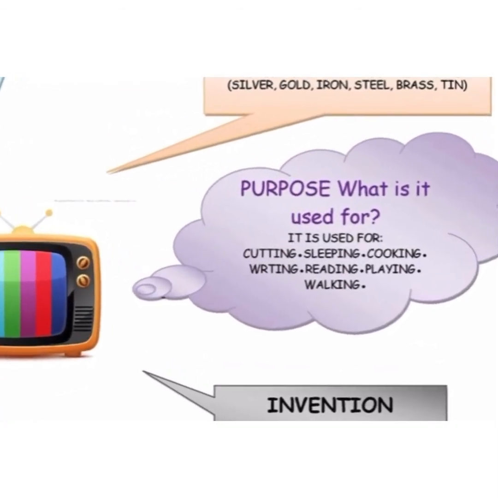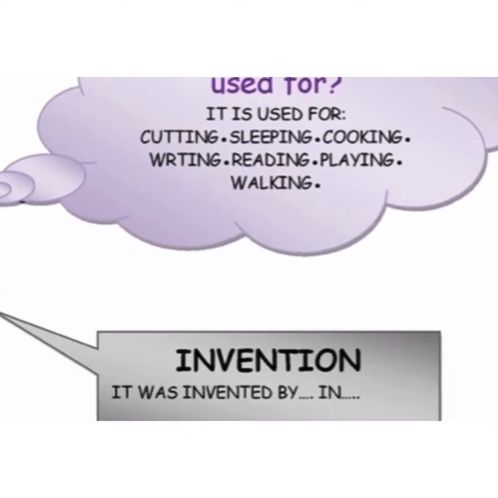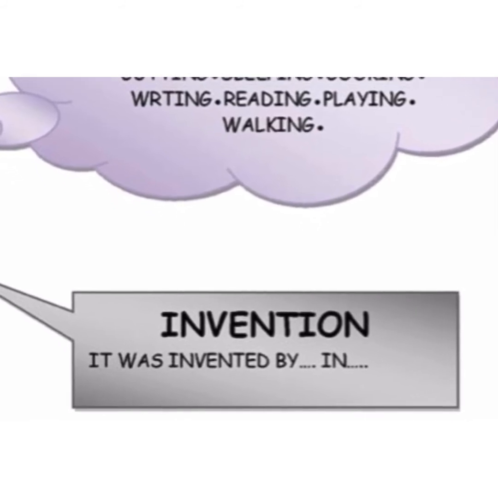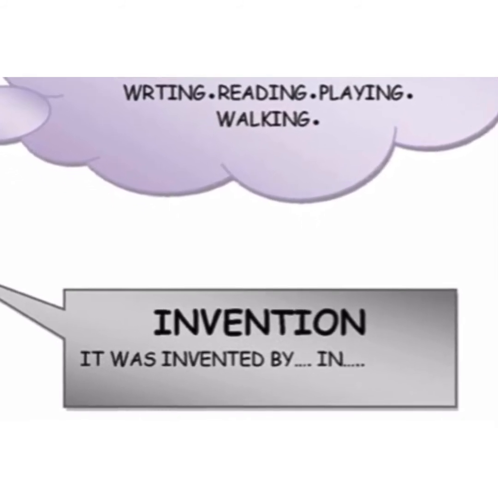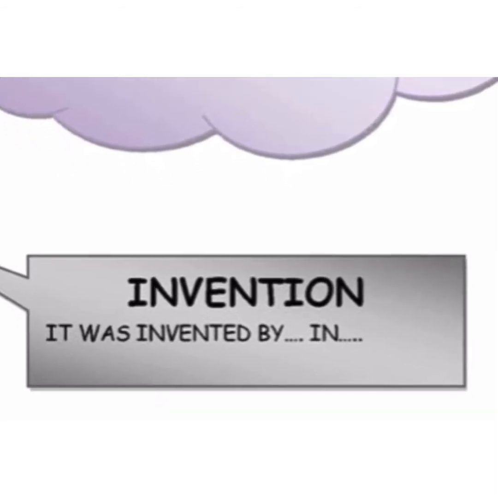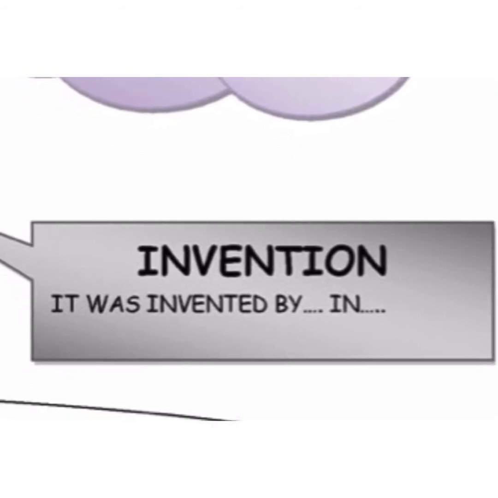You can know too who invented the object. Puedes conocer también quién inventó el objeto. For example, it was invented by, fue inventado por, the name of the person, el nombre de la persona. And you can add the year of the invention. Y pueden agregar el año de la invención.